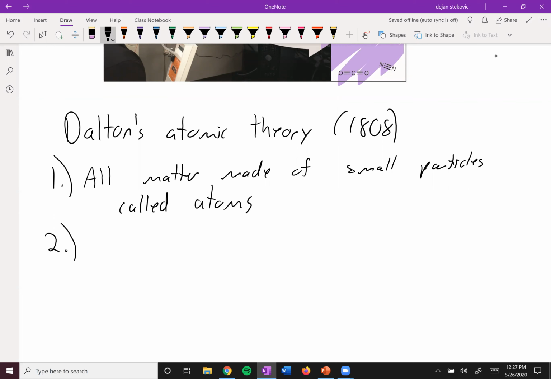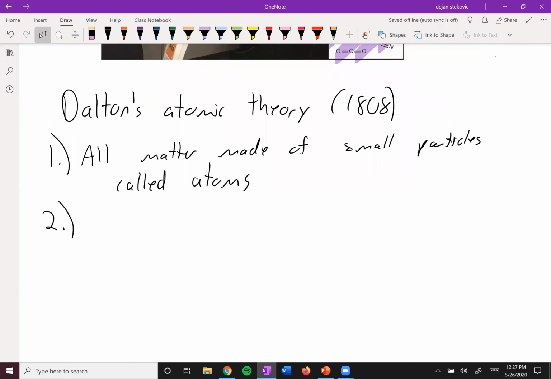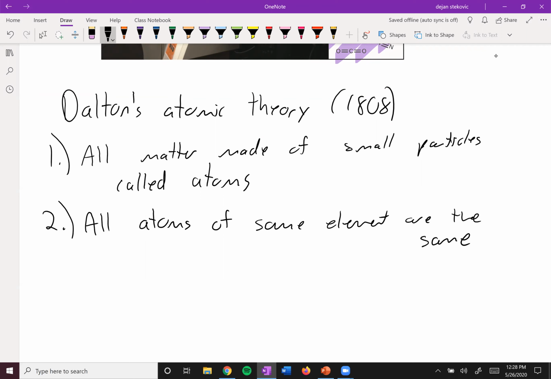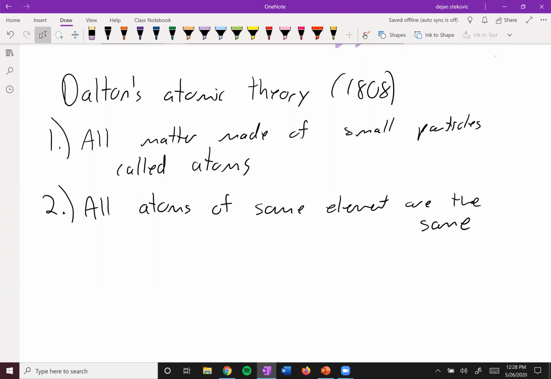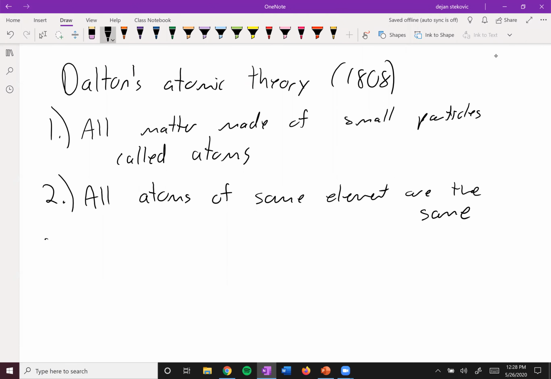The second thing that Dalton stated was that all atoms of the same element are the same. So if you have one atom of gold, it's the same as every other atom of gold. Later on, we'll learn this isn't totally true, but it is pretty accurate. All atoms of gold are very similar to one another.